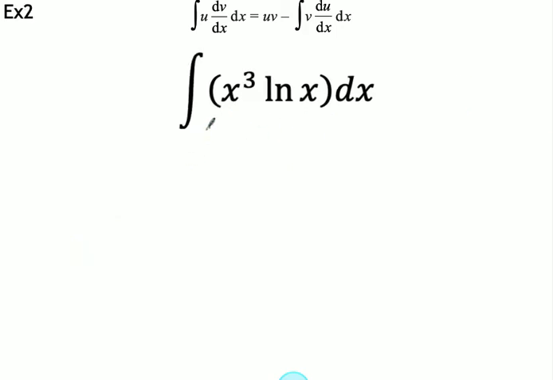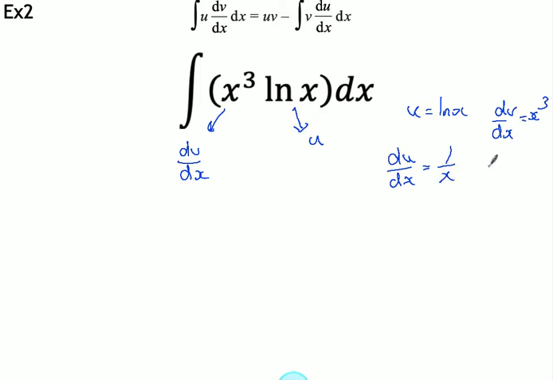Okay, second one. Which of these can we differentiate? Both of them. Which of these can we integrate? We can integrate that, but we do not know how to integrate ln x. So that tells us that that must be u, and that is dv by dx. So let's write these down. Okay, so du by dx is 1 over x. v is x to the power 4 over 4.